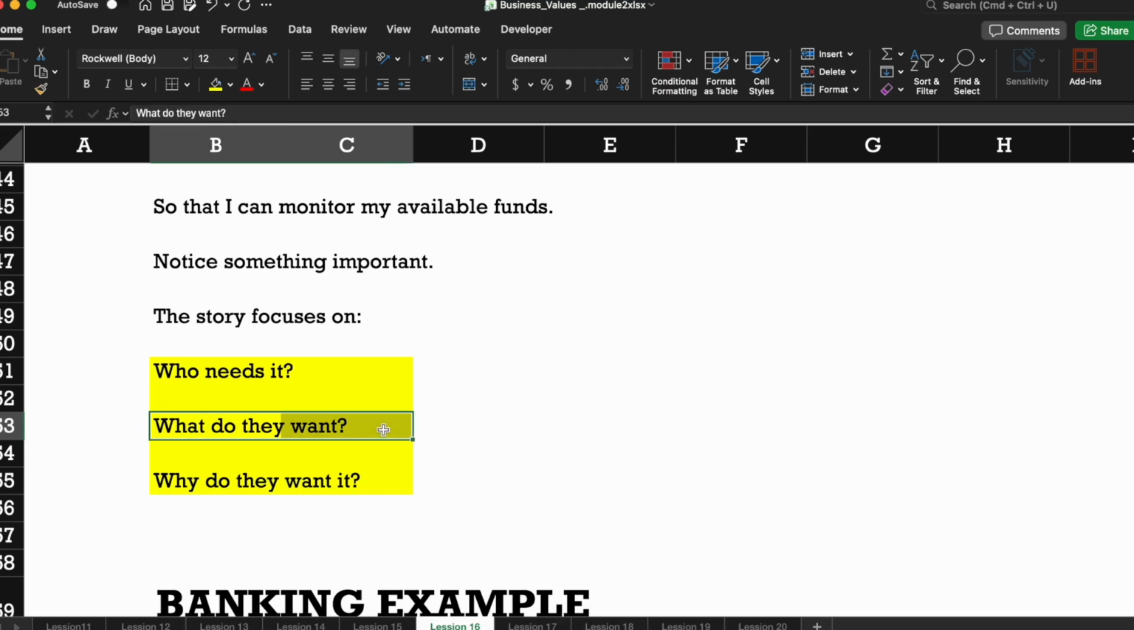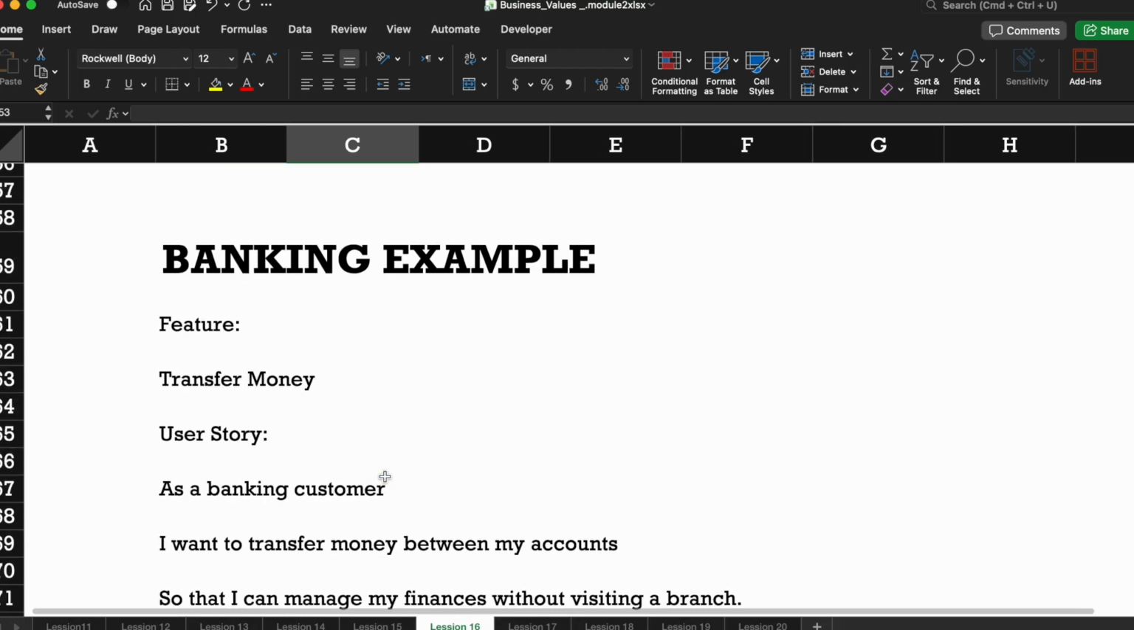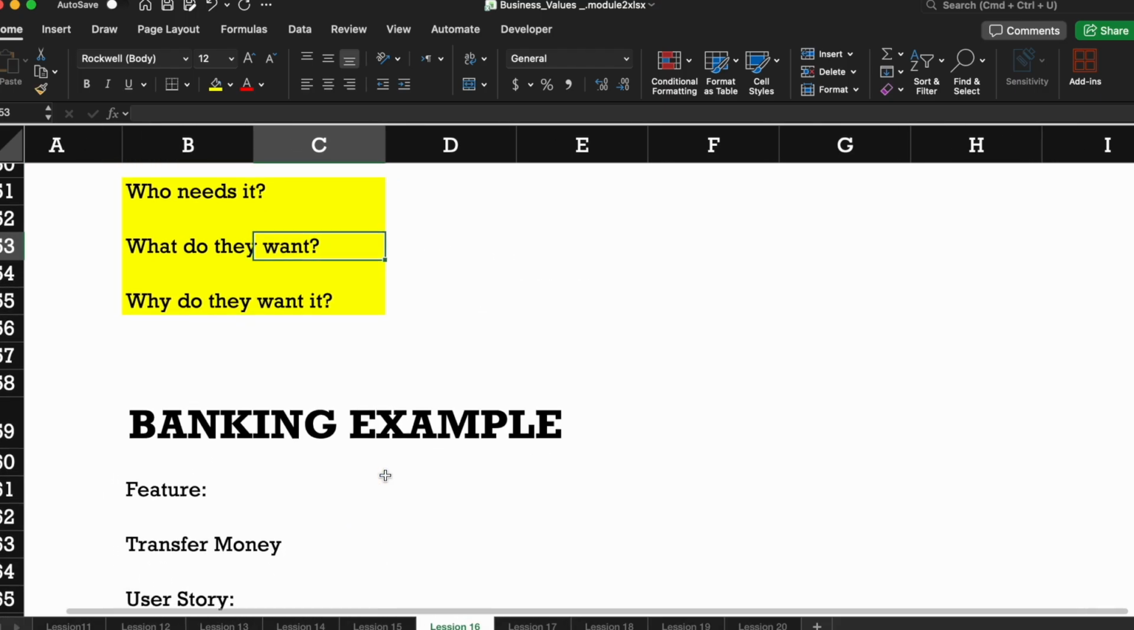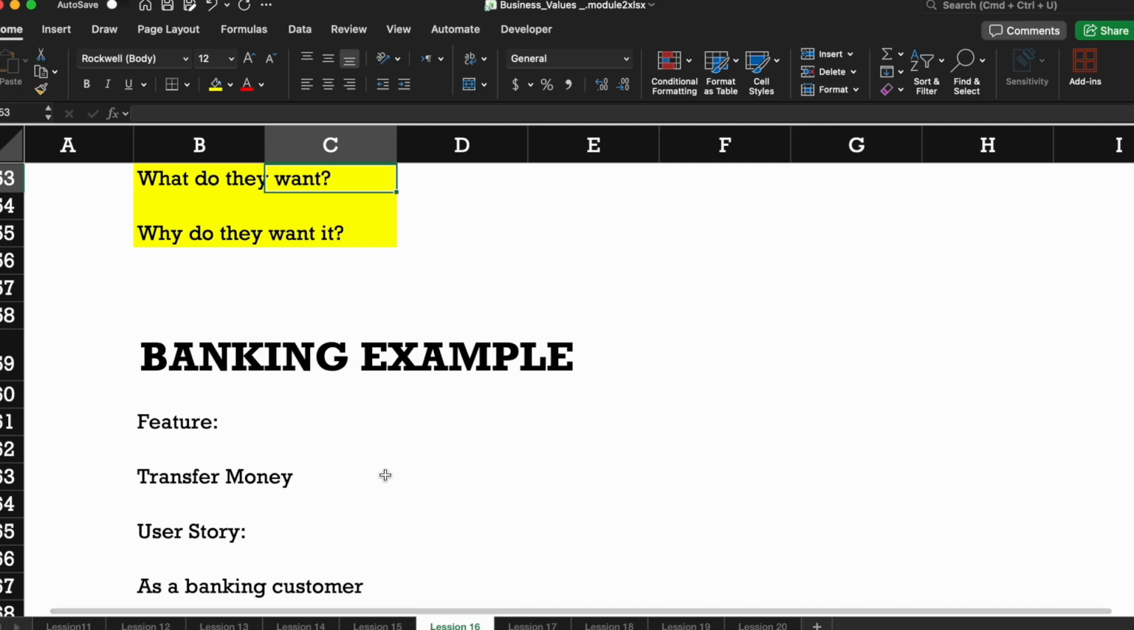That's what we are writing right here: the user, the system, what they want, what the expected system behavior is, why they want it, and what the expected outcome is. Okay, you will learn more with examples, then you will understand how to write the user stories.